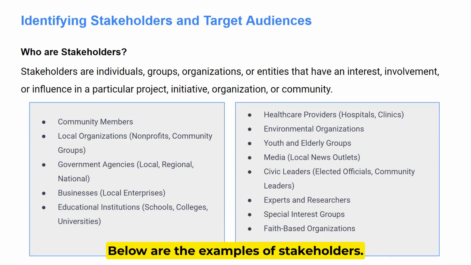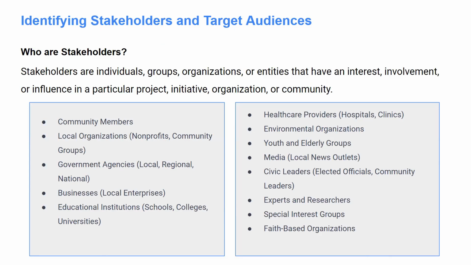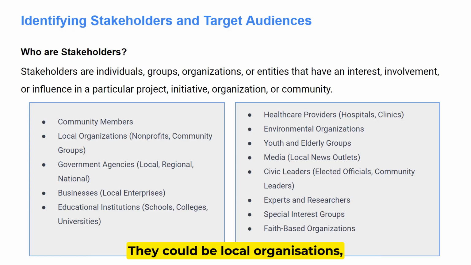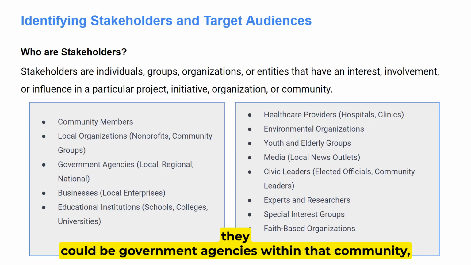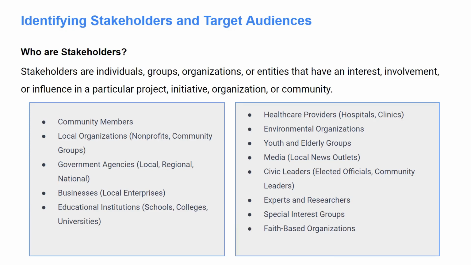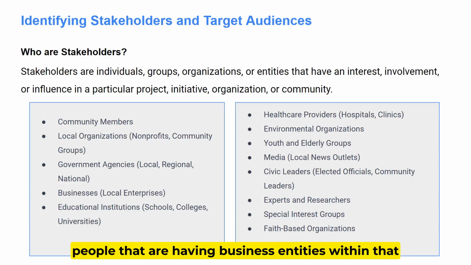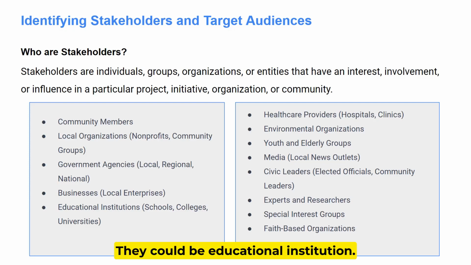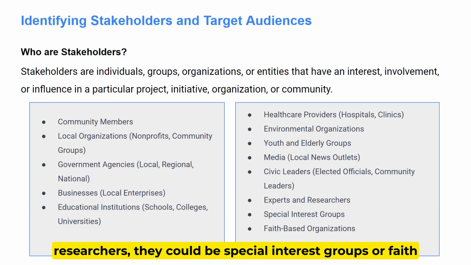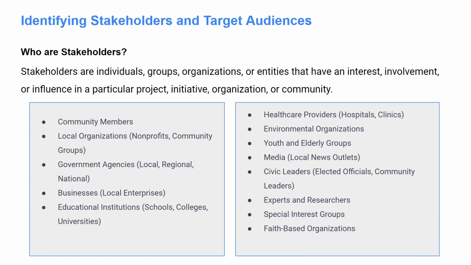Below are the examples of stakeholders. Stakeholders could be community members, they could be local organizations, they could be government agencies within that community. They could be local enterprises, people that are having business entities within that community. They could be educational institutions. They could be youth and elderly groups. They could be media. They could be experts and researchers. They could be special interest groups or faith-based organizations.